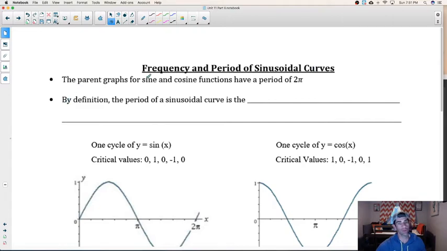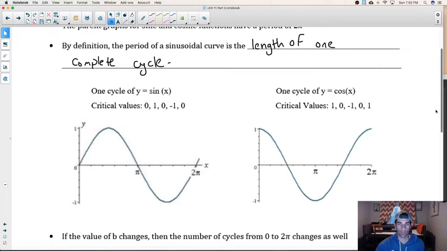The parent functions for sine and cosine have a period between 0 and 2 pi. Again, between 0 and 2 pi is what we call 1 cycle. So by definition, the period of a sinusoidal curve is the length of 1 complete cycle. Here we have our sine and cosine, so we'll start to introduce that.